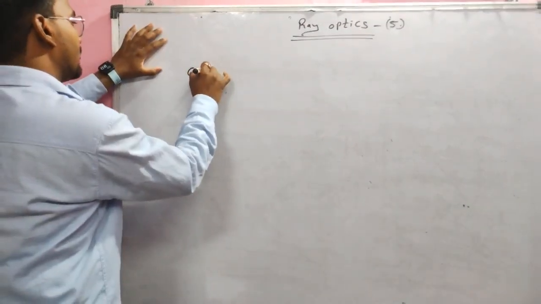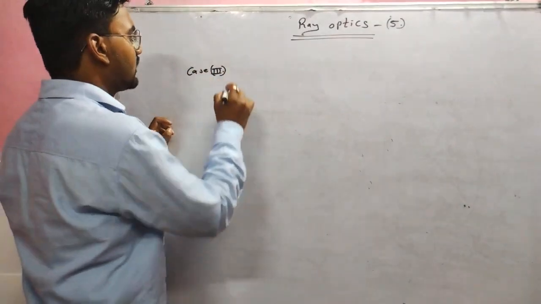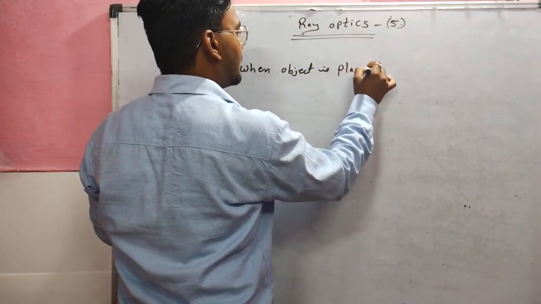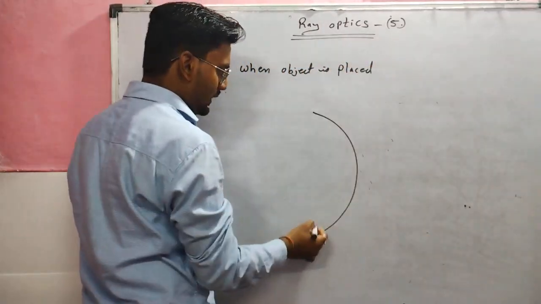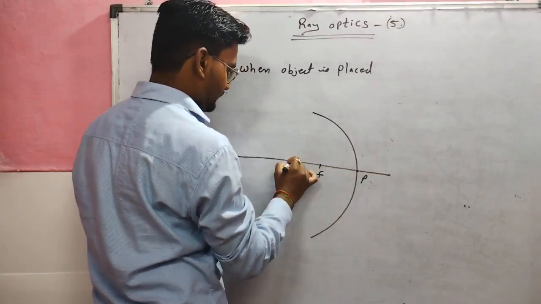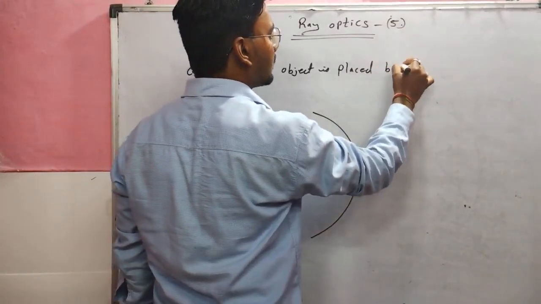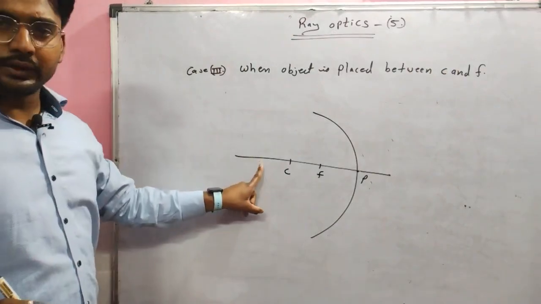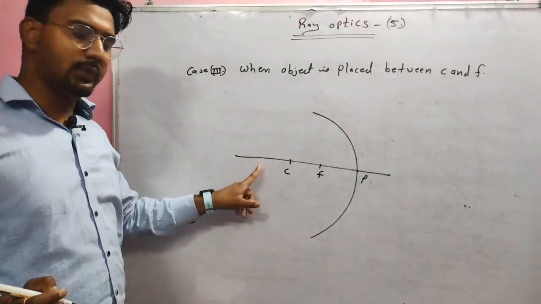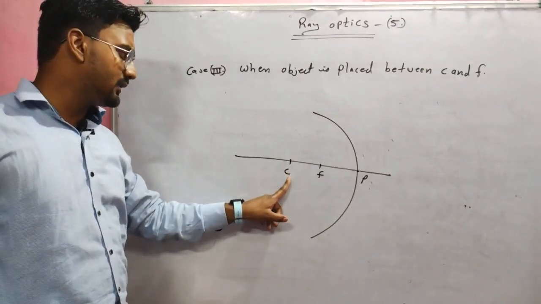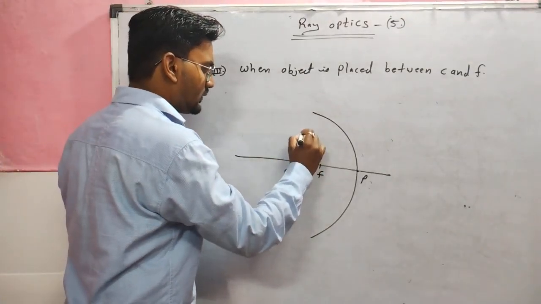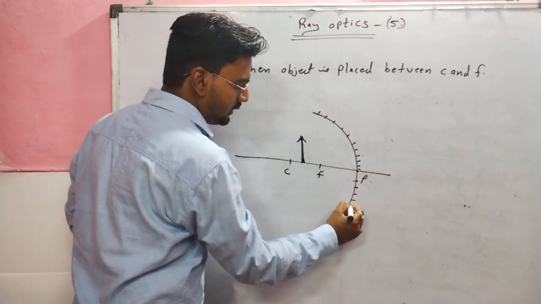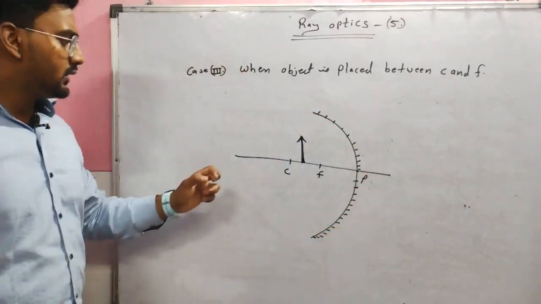Case third is when the object is placed between C and F. First of all we took case first, when the object is placed beyond C. Second case, when the object is placed at C. And now we are taking the third case, when the object is placed between C and F.